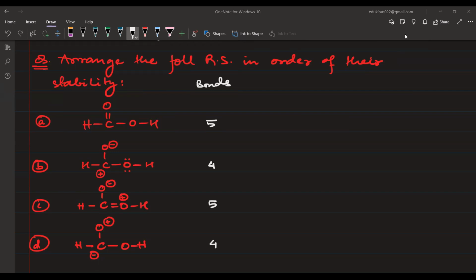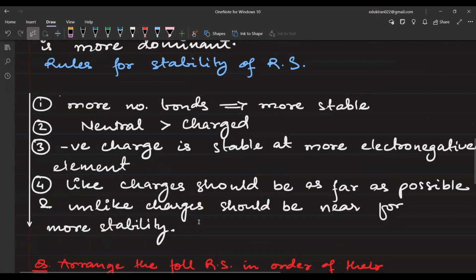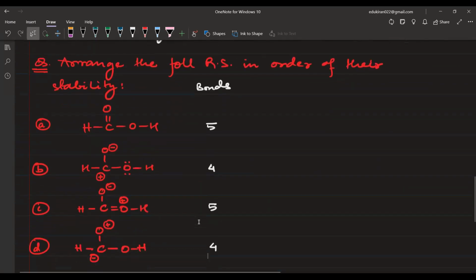If I look at A and C, what is the next criteria after the number of bonds? What should we look at? What is the second rule? अरे, second rule आप लोग नहीं पढ़ पा रहे हैं. What is the second rule? Neutral is more stable, right?